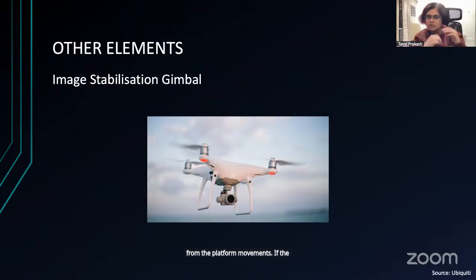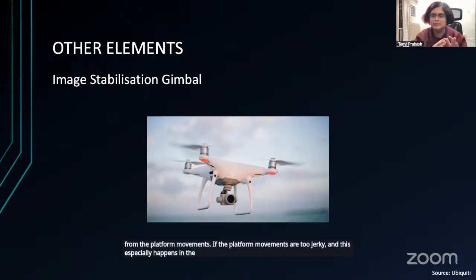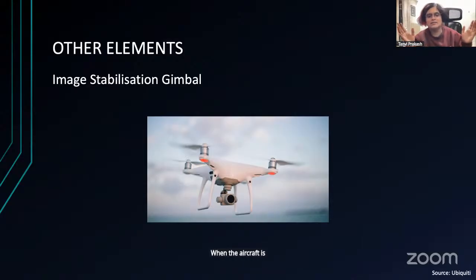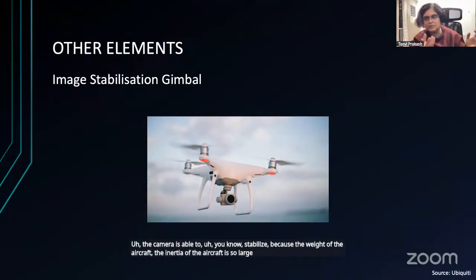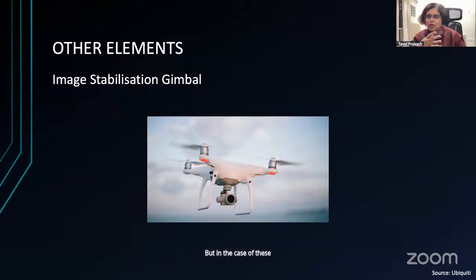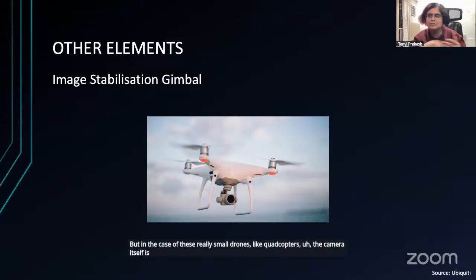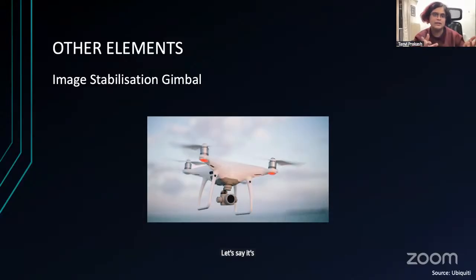If the platform movements are too jerky, and this especially happens in the case of smaller UAVs, when the aircraft is large, stable, steady, doesn't pan tilt too much by itself, the camera is able to stabilize, because the inertia of the aircraft is so large compared to the camera. But in the case of these really small drones like quadcopters, the camera itself is comparable to the weight of the entire aircraft. Let's say it's a 5 kg aircraft, you'll have a 2 kg camera on it. So in this scenario, you need some kind of stabilization for the image.